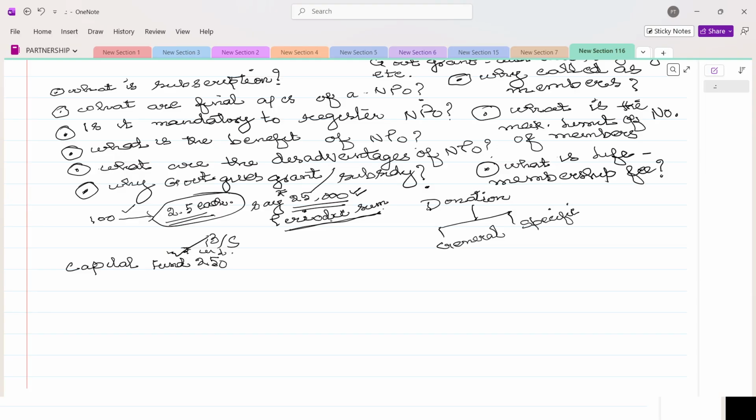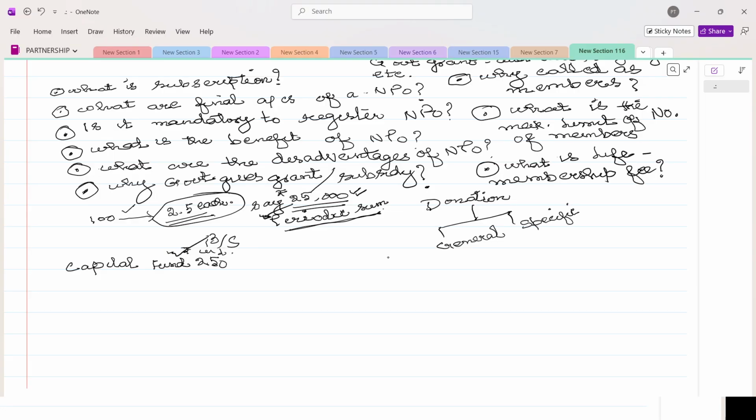There are some special subscriptions also, like a subscription for billiards or a subscription for tennis. These are collected from the members who are concerned with billiards or tennis. That is also a subscription, and that subscription is also a revenue receipt. So subscription from members, which they have committed to pay, is the main source of income of an NPO. Now we have collected this 250 lakhs.